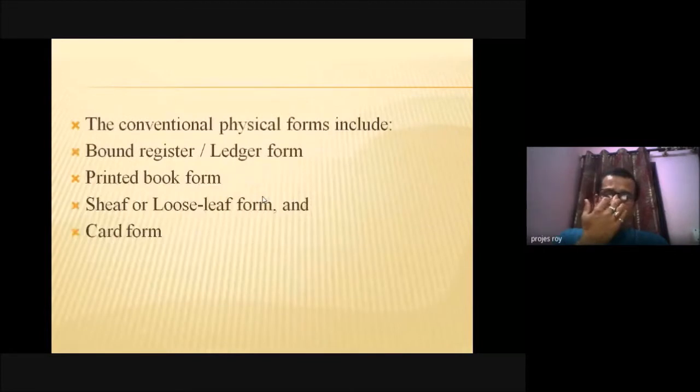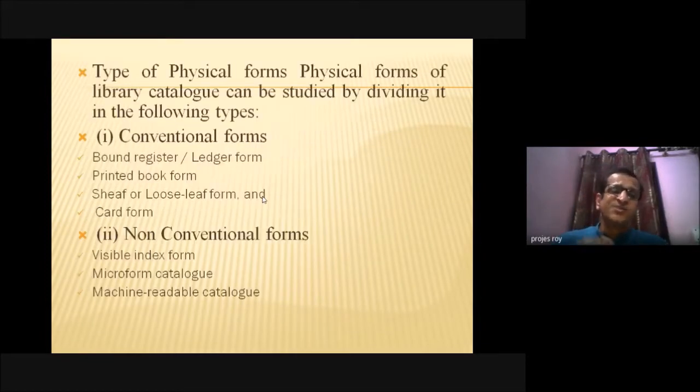The physical form includes these four: bound register, printed book form, sheaf or loose leaf form, and card form. The majority of libraries use this kind of catalog. Specifically, the conventional forms are bound register or ledger form, printed book form, loose leaf or sheaf form, and card form, and the non-conventional forms are visible index form, microform catalog, and machine readable catalog.